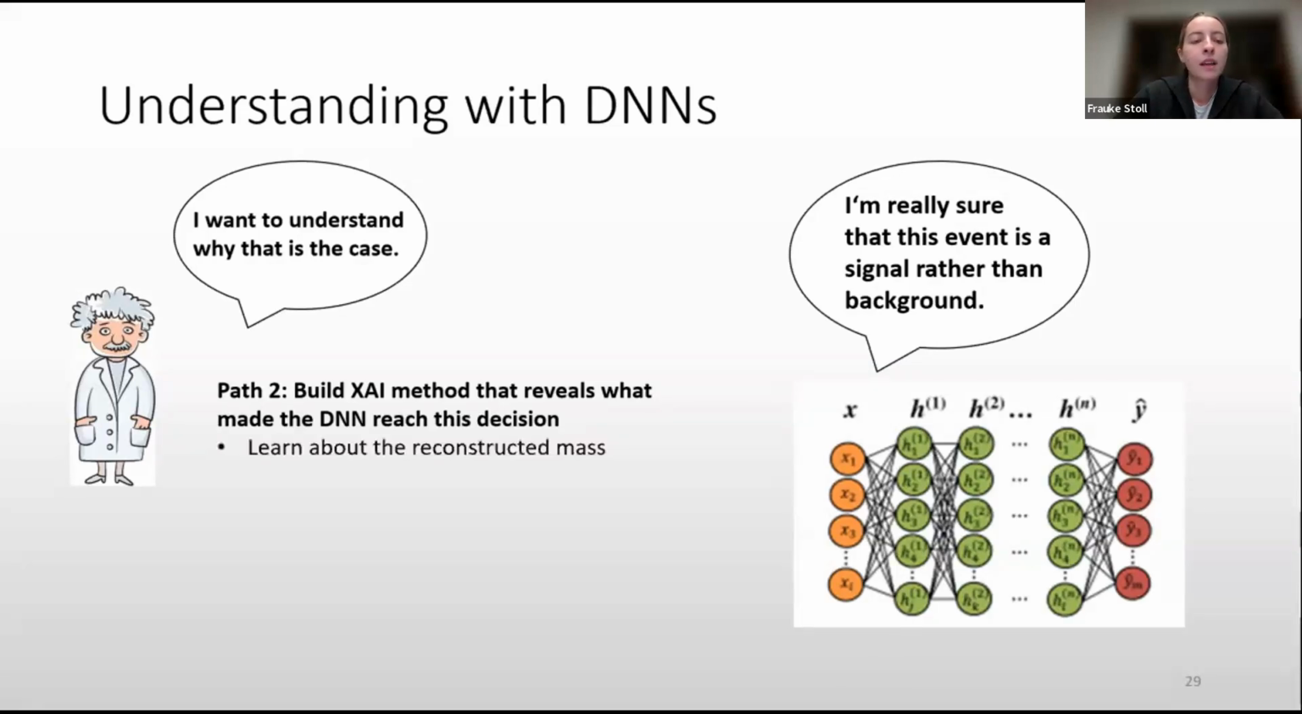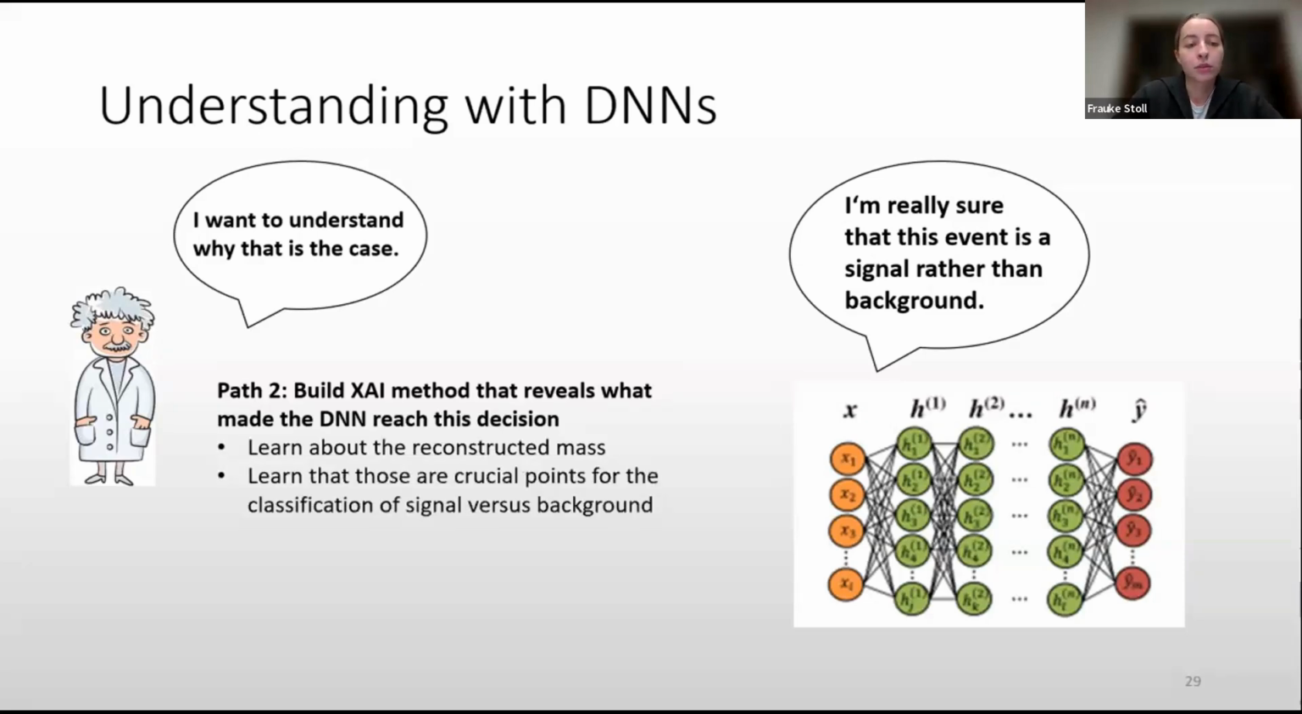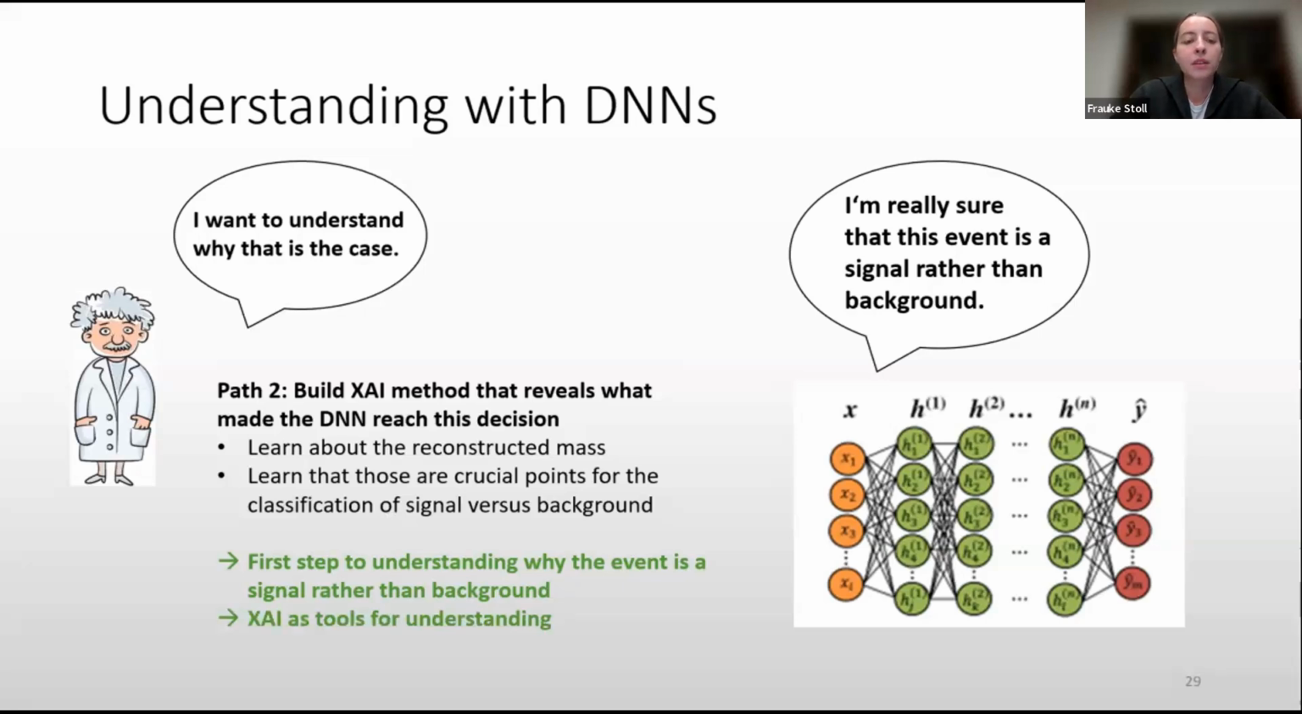And you learn about the reconstructed mass, you learn about the rapidity difference, you learn that those are crucial points for the classification of signal versus background. And in that way, you have the first step to understanding why the event is a signal rather than a background. And the XAI method here can be seen as a tool for understanding because it provided visualization and other qualities to the deep neural network.